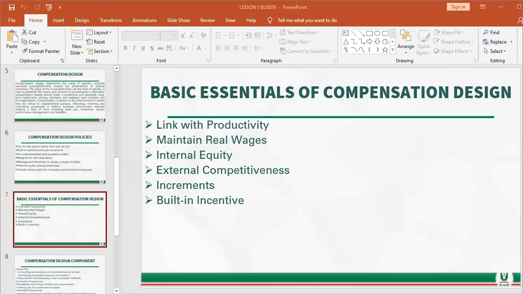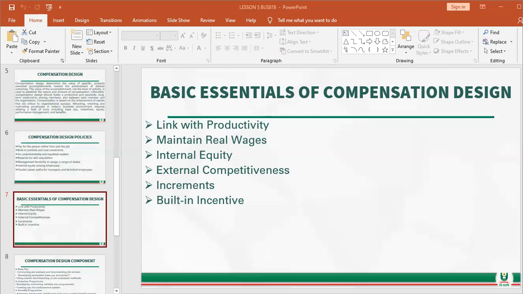So the second basic essential of compensation design is to maintain real wages. At least part of the increase in the cost of living should be neutralized so as to protect the real wage of labor. DNS allowances are used in countries like India for this purpose. So what they are trying to say is that you maintain the real wages. Even in compensation design, the real wages should be maintained, and then other things can follow. And I know some organizations actually adopt this type of design.